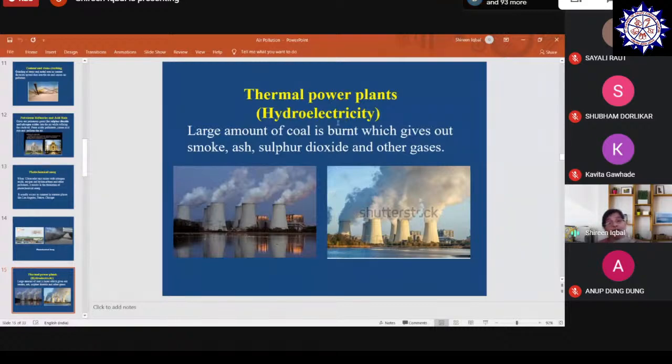ठीक है, तो ये हाइड्रो इलेक्ट्रिसिटी हमको मिल तो रही है, मगर उसके लिए क्या कर रहे हैं, वाटर को हीट कर रहे हैं by burning coal. And here also in the picture you can see the smoke which is emitting out from the chimneys while boiling or heating this water. And it contains ash, sulfur dioxide and other gases, which is polluting the atmosphere.